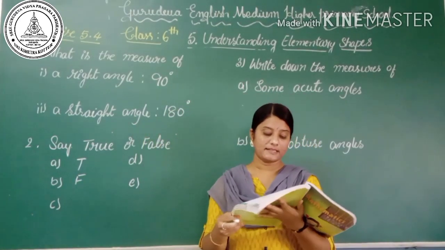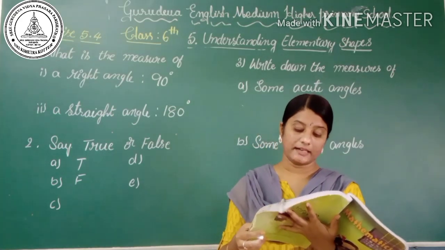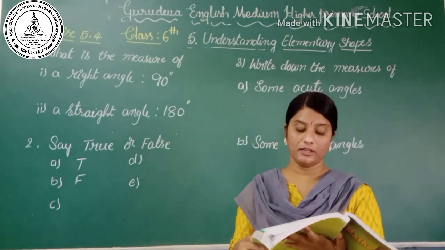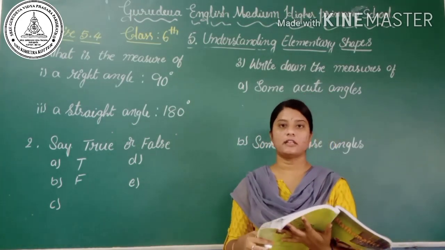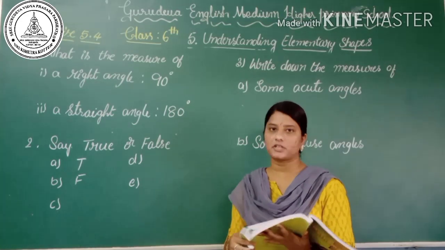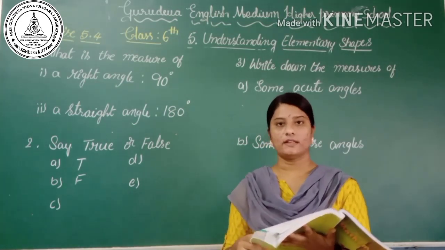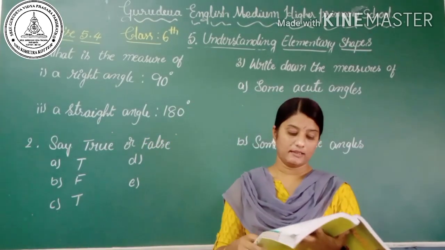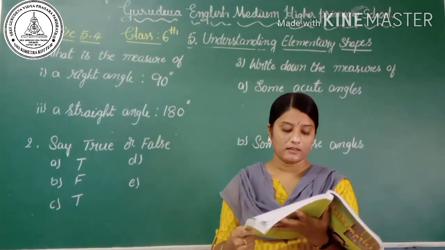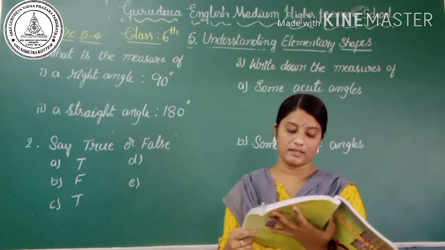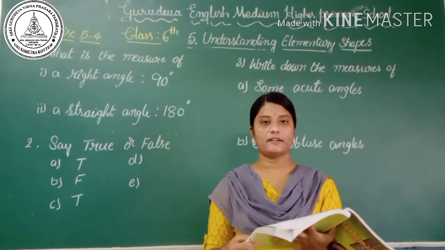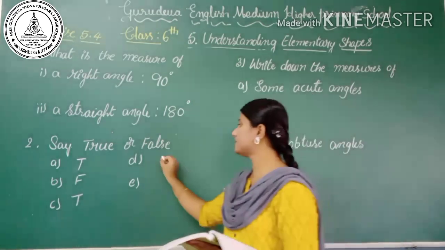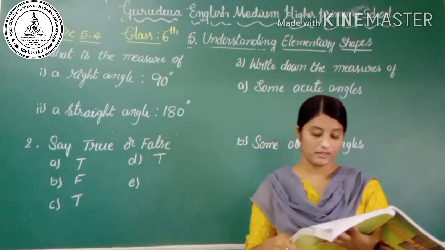Okay. Then the measure of the reflex angle is greater than 180 degree. Yes, it is always greater than half of a revolution. Half of a revolution means it is a straight angle. So it is greater than 180 degree. So it is true. Then the fourth one, the measure of one complete revolution is 360 degree. Yes, it is true.